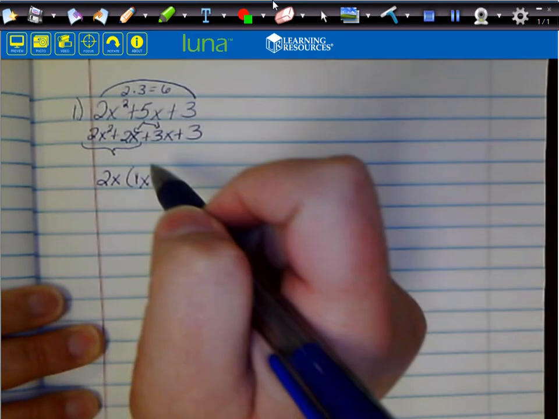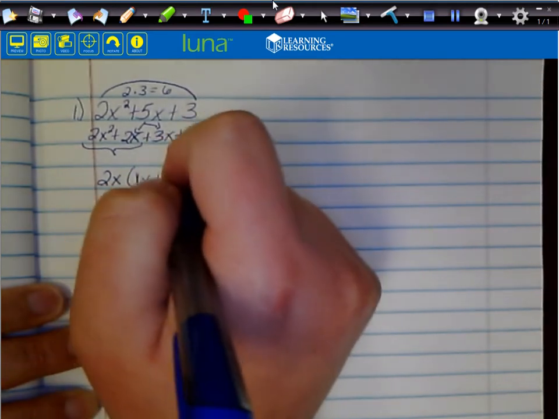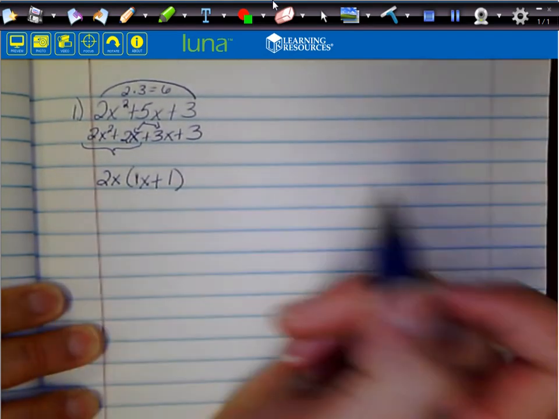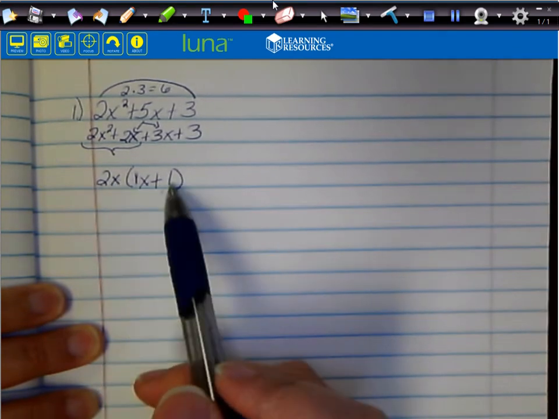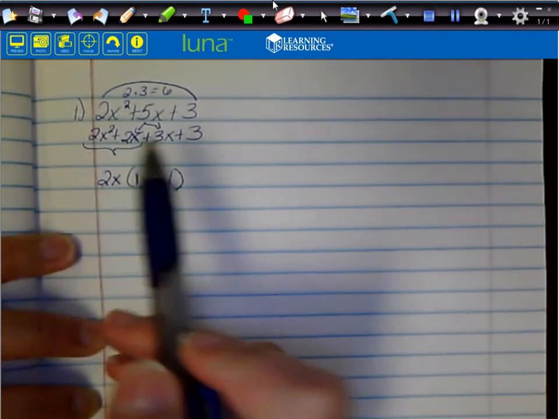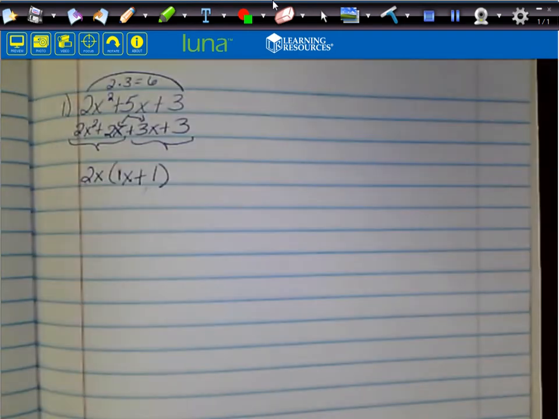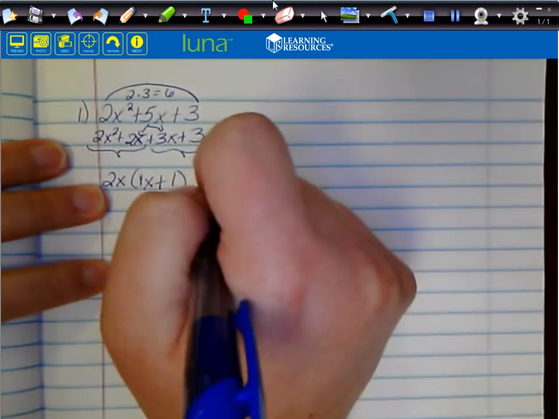Then here, the 2x, I'm going to say 2 divided by 2 is 1. I had an x and I took an x out, so I don't have any x's left. And 2x times 1 is the 2x right here. Then I'm going to group the last 2 terms together. I have 3x plus 3. And the GCF of 3x plus 3 is a 3.